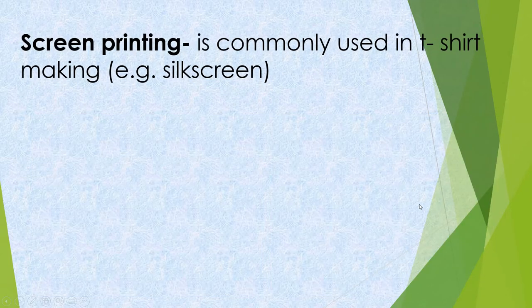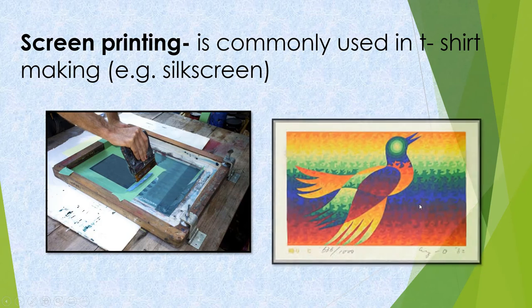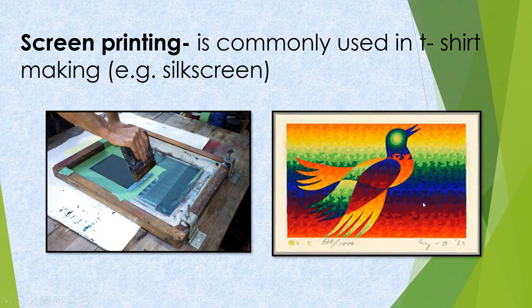The next one is screen printing. It's commonly used in t-shirt making, especially in silkscreen. Screen printing uses the silkscreen to form an image like this. So this is an example of screen printing. As you can see here, this guy is using this object, which we call the squeegee. Alright, this is a squeegee.